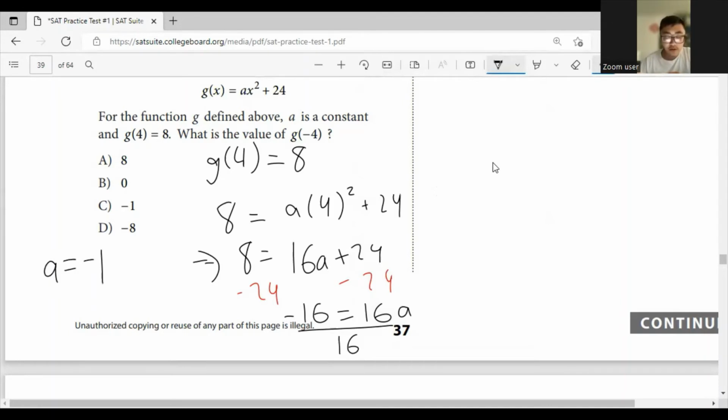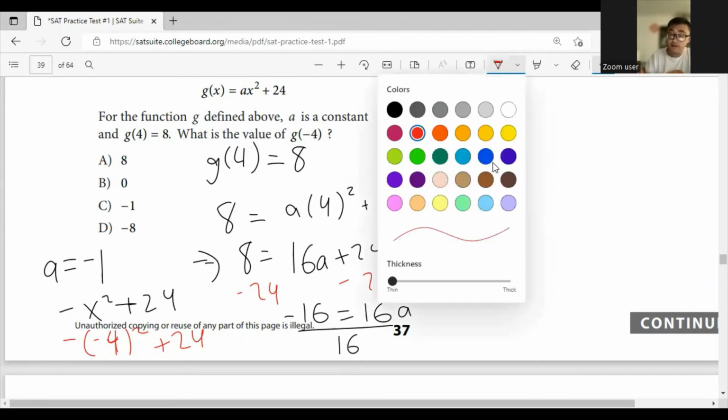We just need to know the value of g of -4. So this is really negative x squared plus 24. We plug in -4. So that will be negative of -4 squared plus 24. So -4 squared is 16. Then you times negative, that would be -16. -16 plus 24 is 8. So you still get 8. Cool.